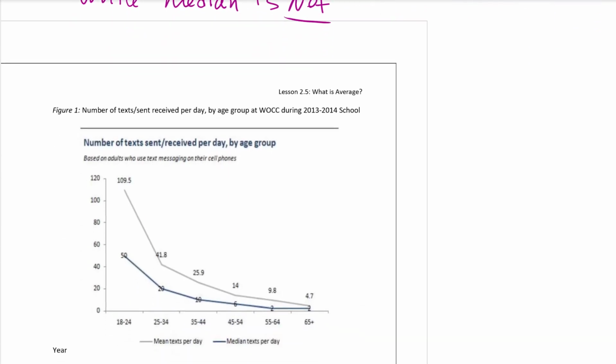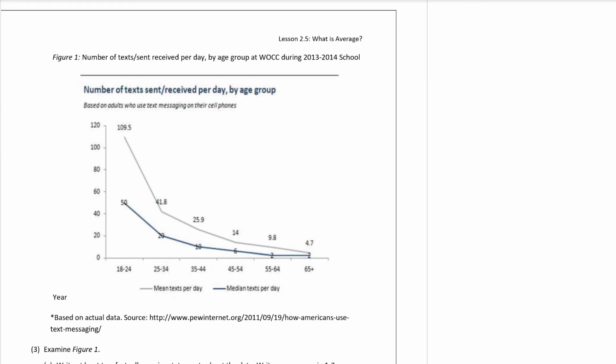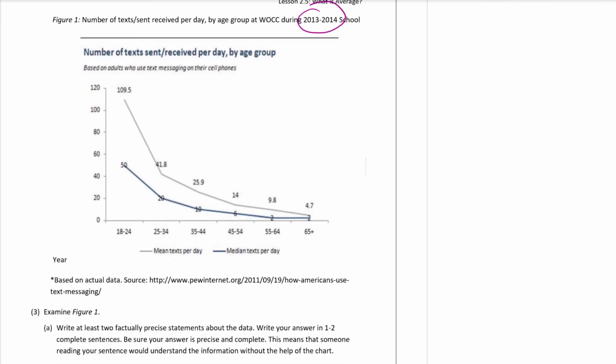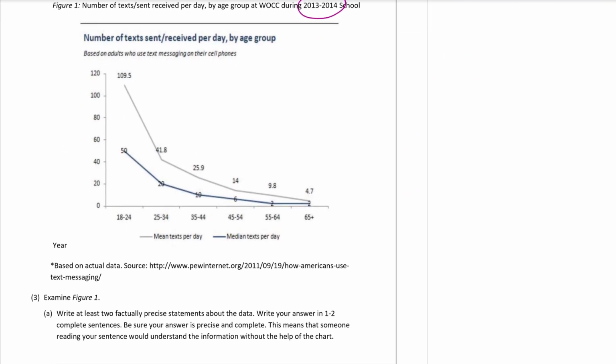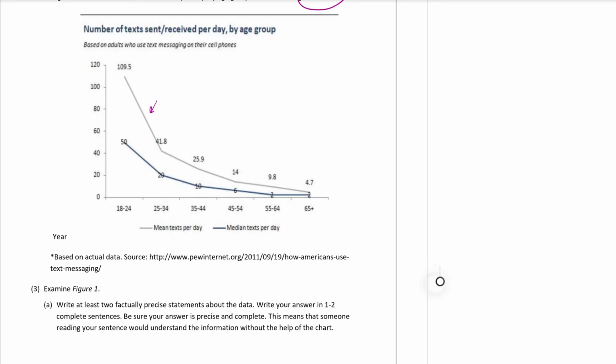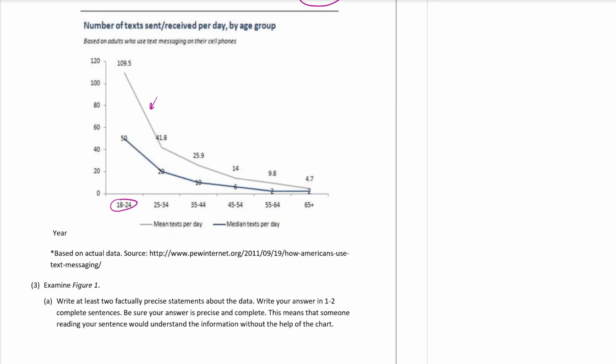We got this a little outdated data from 2013 to 2014. The gray line graph right here represents the mean, the average text messages, while the median is represented by this blue one. And these are the trends based on the age groups.